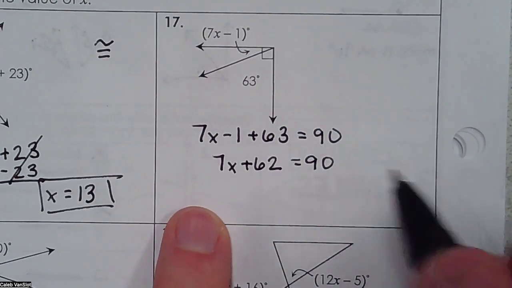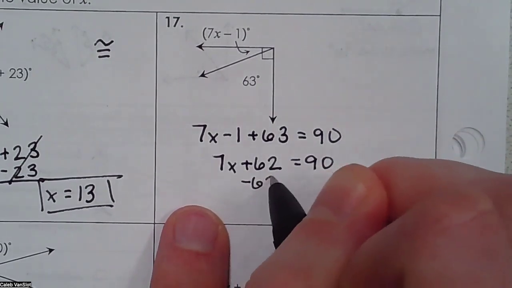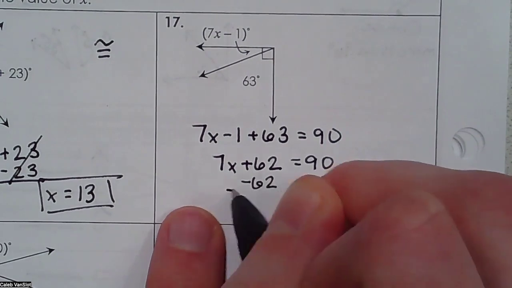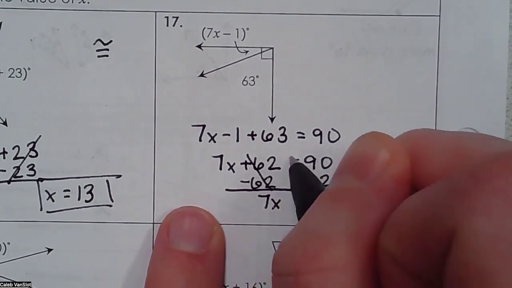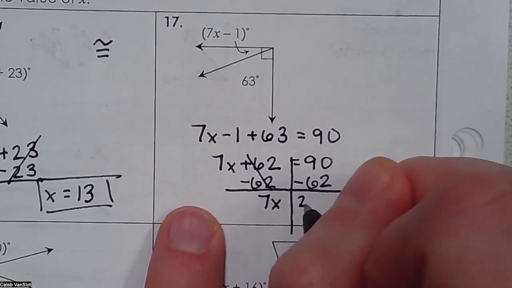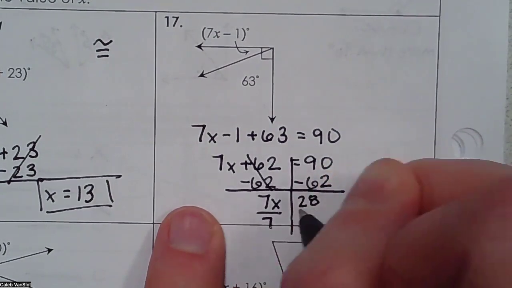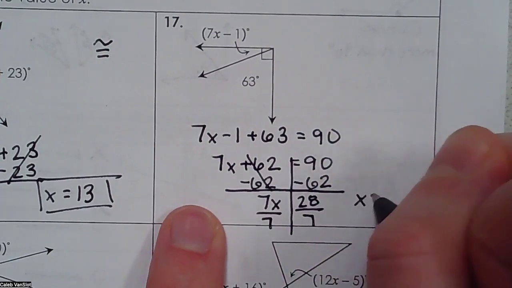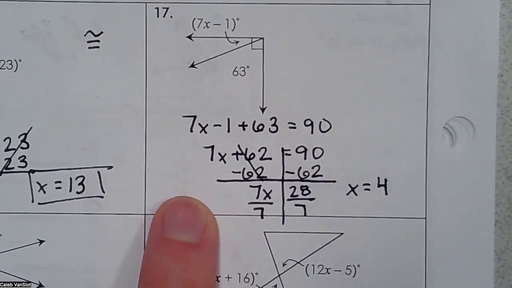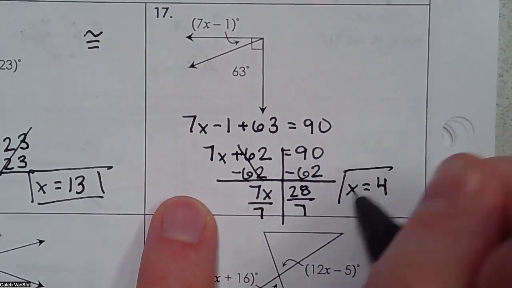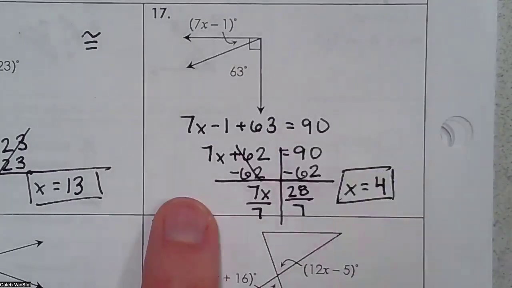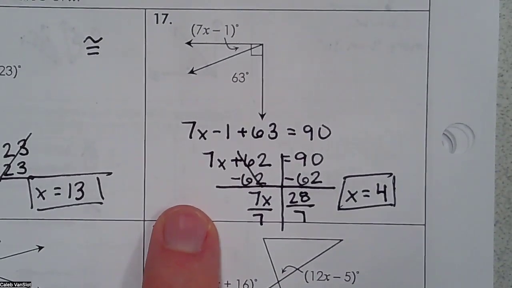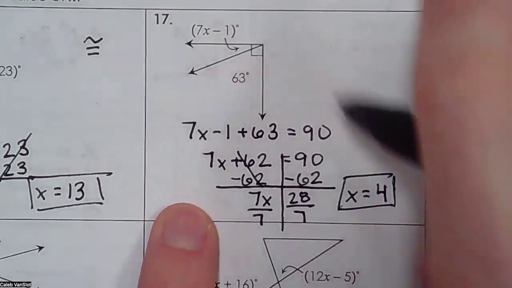Okay. So to undo this, I'm going to subtract 62, 28. And then as Hudson told us, it should be 4. And again, 4 is not our angle measure. It's just the x. If I want to find out what this angle is, I should plug 4 in for my x, okay?